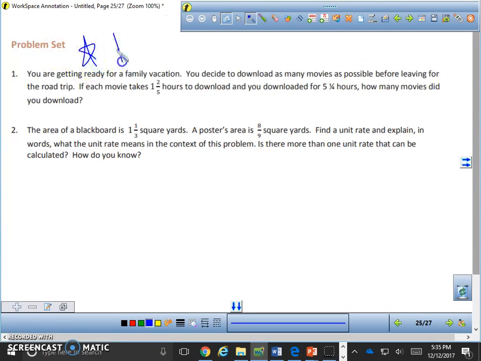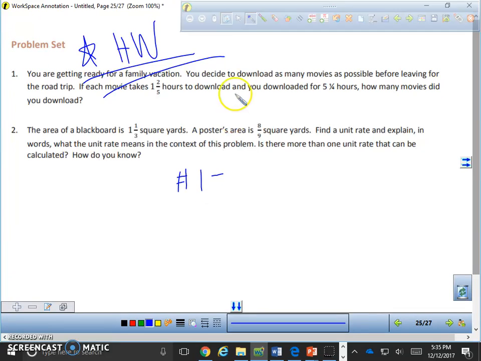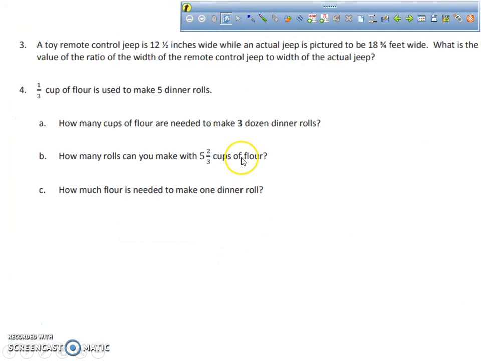Okay, homework. I really need you to finish lesson 3 in class and come back to this after you're done with all your lessons. So you have numbers 1 through 4 to work on for homework.